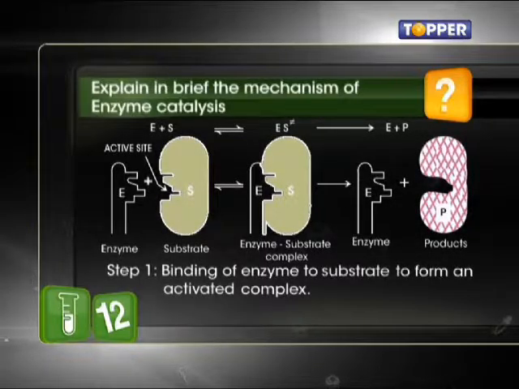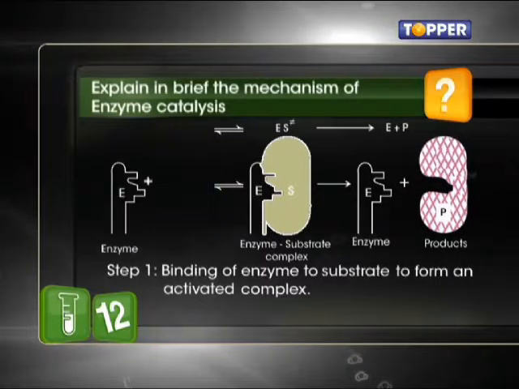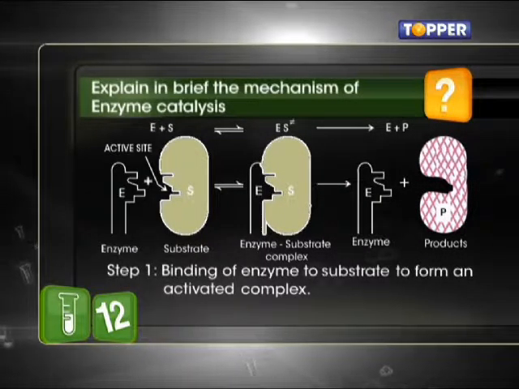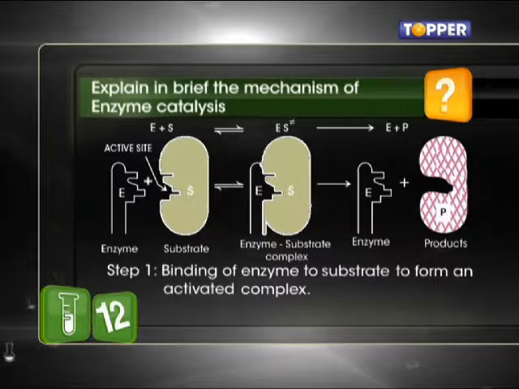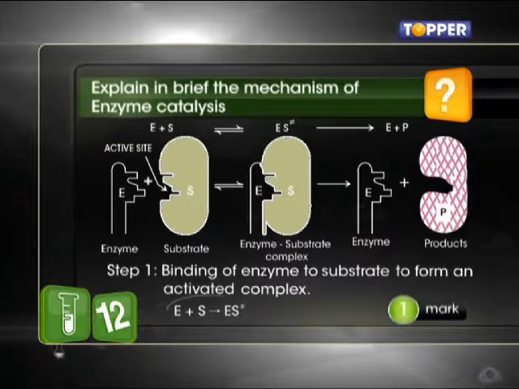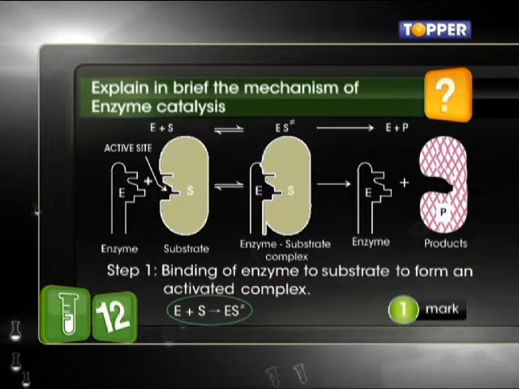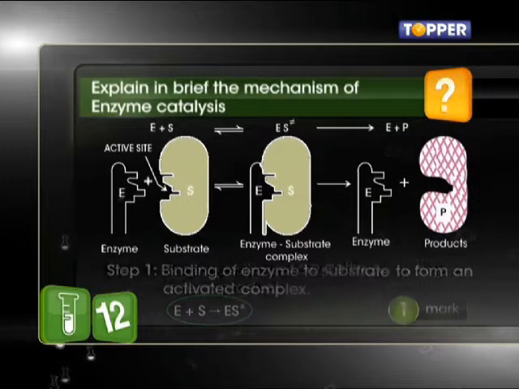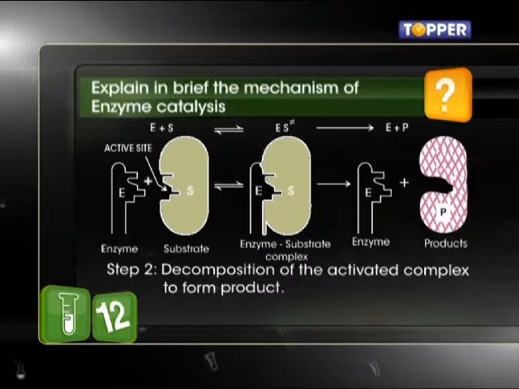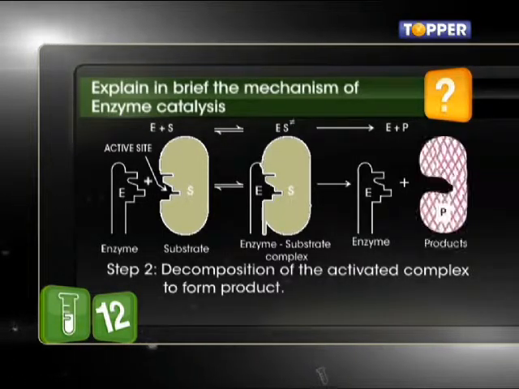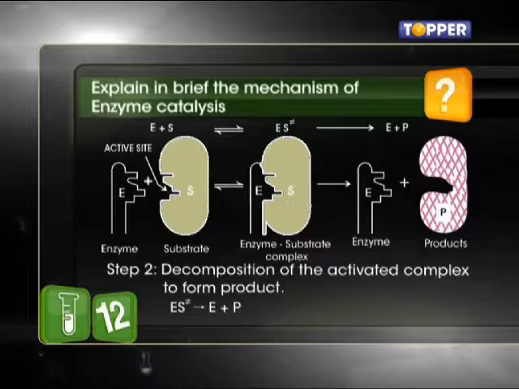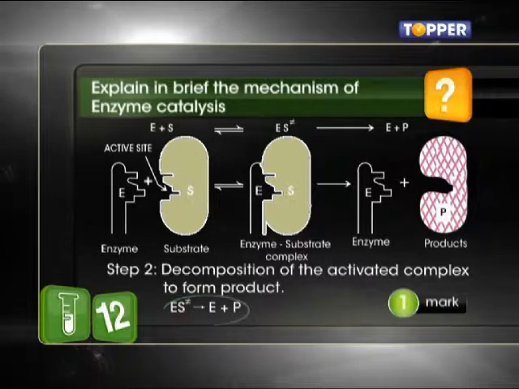The first step involves the binding of the enzyme to substrate to form an activated complex, represented as E plus S forming ES. And the second step involves the decomposition of the activated complex to form product. ES leads to E plus P.